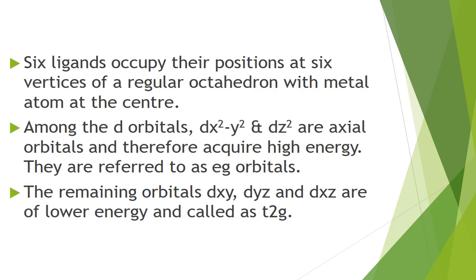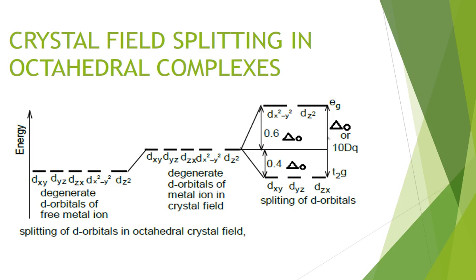It is the same thing written here. 6 ligands occupy their positions at the 6 vertices of a regular octahedron with the metal at the center. Among the d orbitals, dx square minus y square and dz square are axial orbitals, therefore they acquire high energy and are referred to as eg orbitals, whereas the rest of the 3 are of lower energy and are called t2g. So this becomes like this.